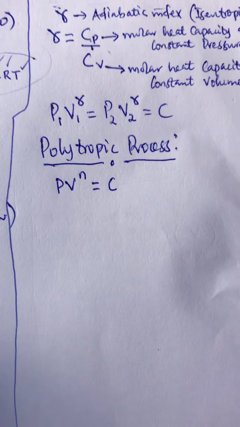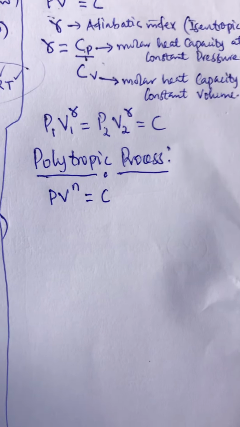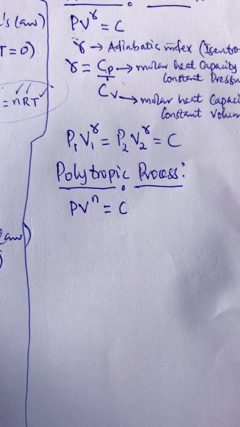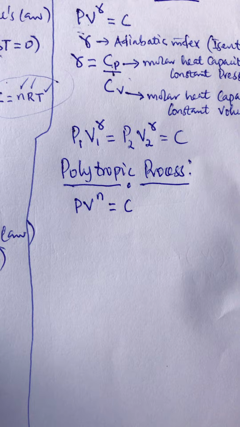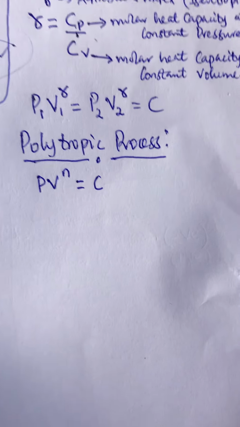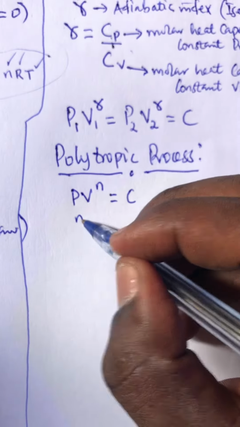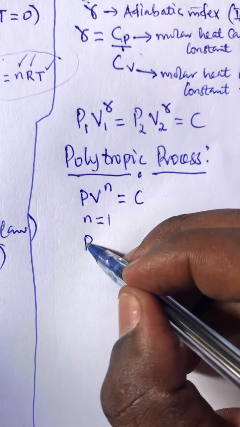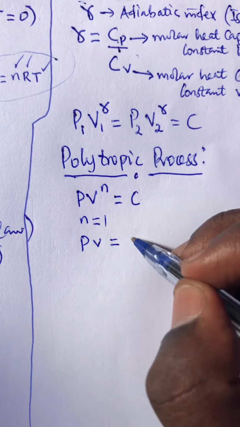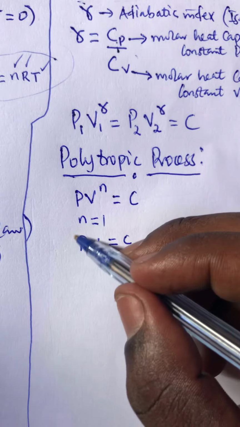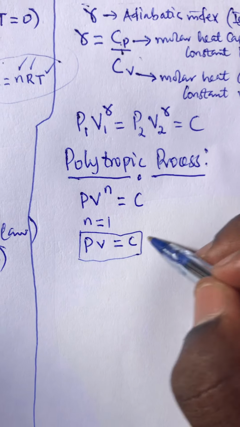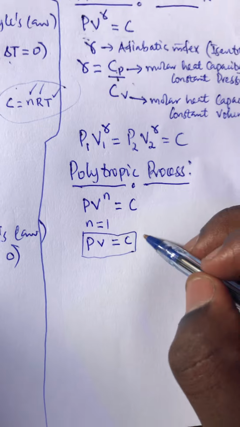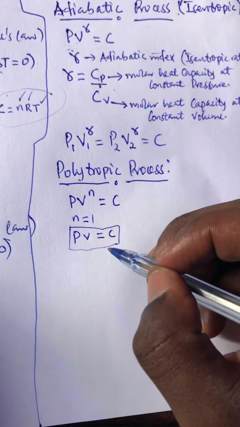It is a value. It can be any constant, 2, 1.5, like that. Now, if your n is equal to 1, you will have PV = C, right? Now, this law is which one? This one is the isothermal. This one was our isothermal process.